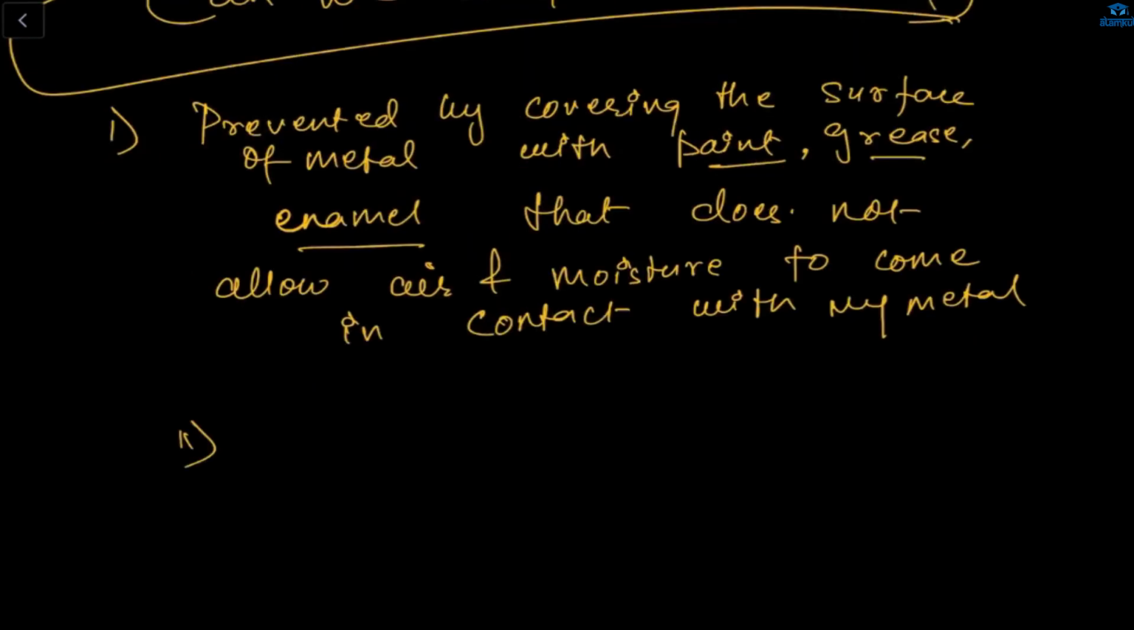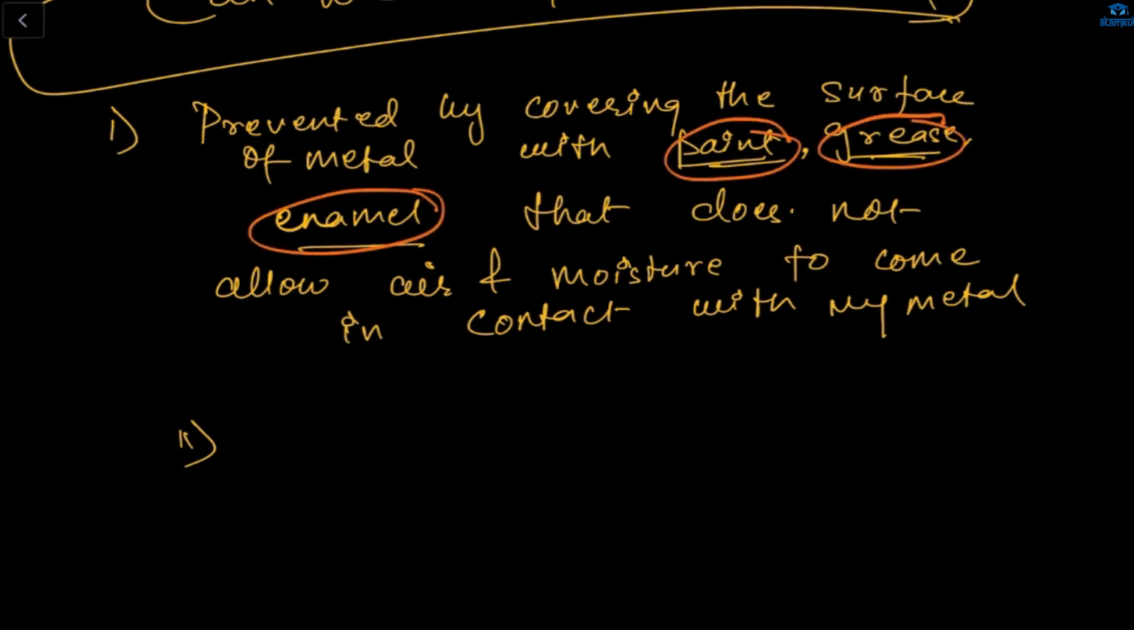By painting or greasing, we can stop corrosion, because these three things act as an interface between air molecules, water molecules, oxygen gas and our metal. So the water molecules will not directly come in contact with my metal, because paint, grease and enamel act as an interface between the two. Fine.